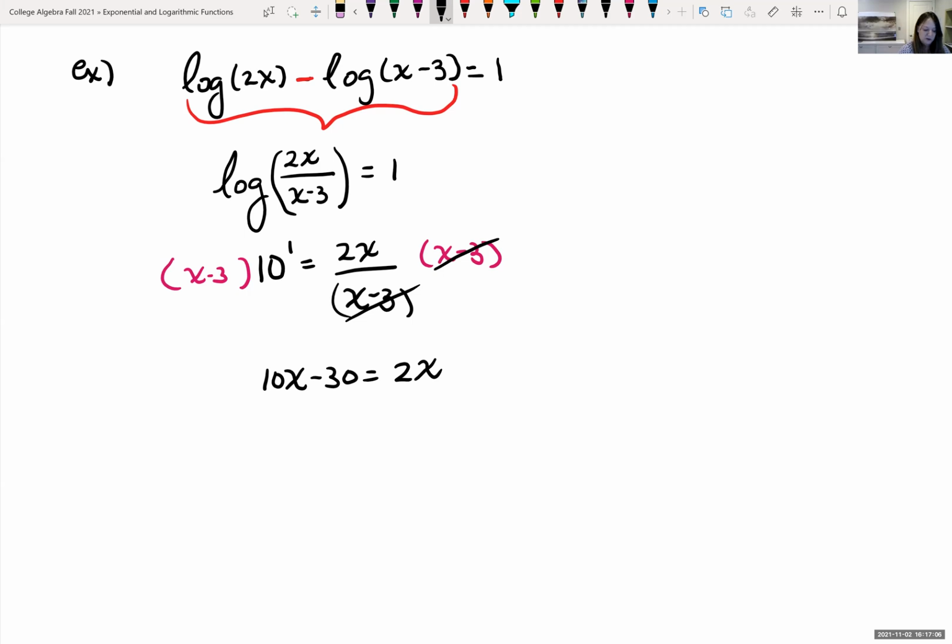Well, let's get variables to one side, constants on the other. So let's subtract 10x on both sides. So 2x minus 10x gives me negative 8x equals negative 30. Divide both sides by negative 8. We get x equals negative 30 over negative 8.